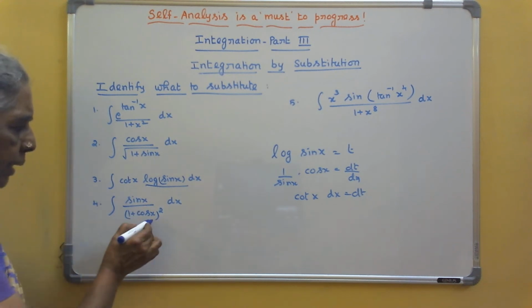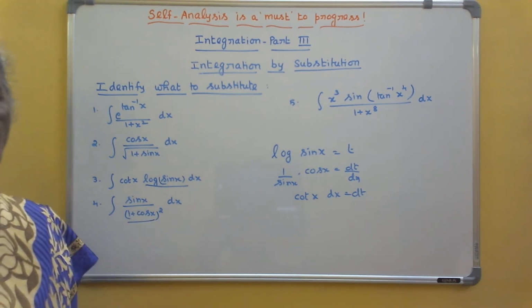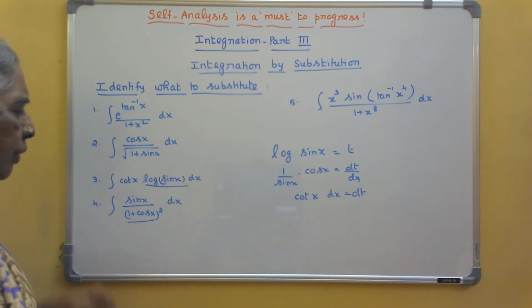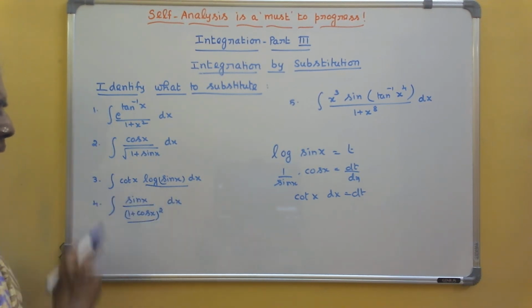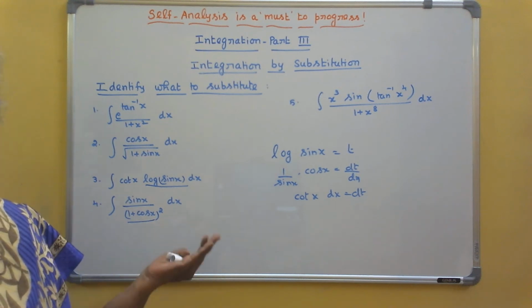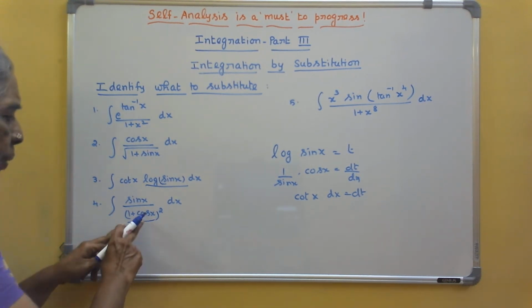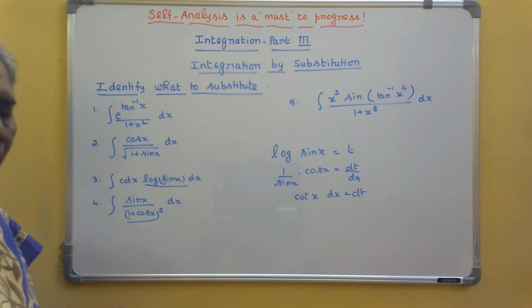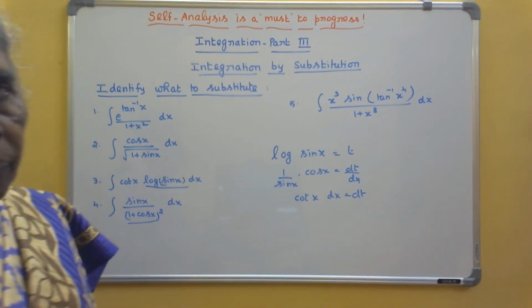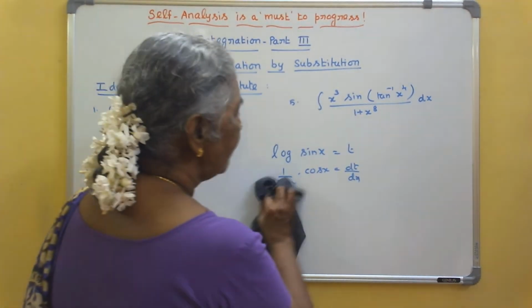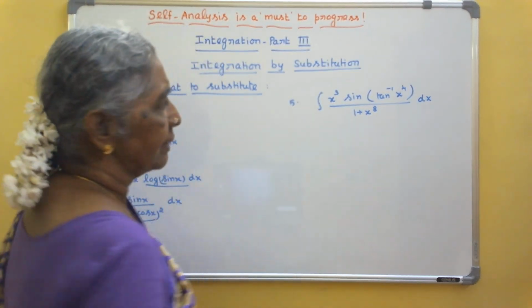Coming to the fourth one, what is in the bracket? 1 plus cos x. Put 1 plus cos x as t, so that when you differentiate, you will get minus sin x. That minus you can always take outside the integral, that is not a problem. So substitute what is there within the bracket as t here. Okay. Coming to the fifth sum, that looks a bit big, isn't it? Don't be afraid. Now let us see the sum.